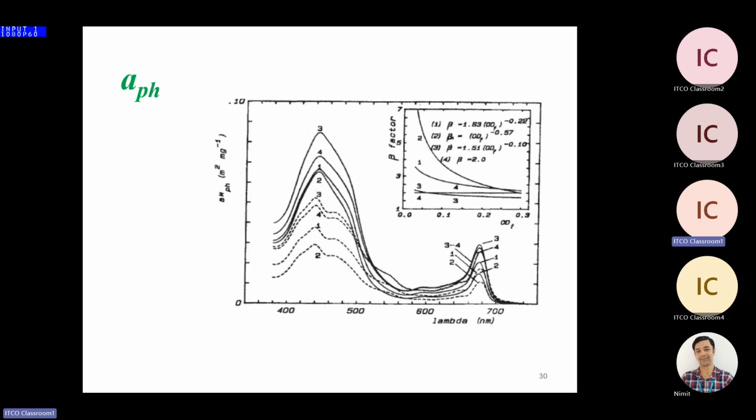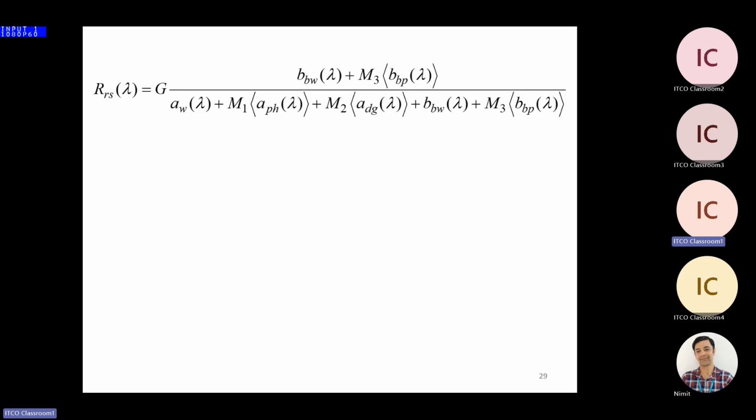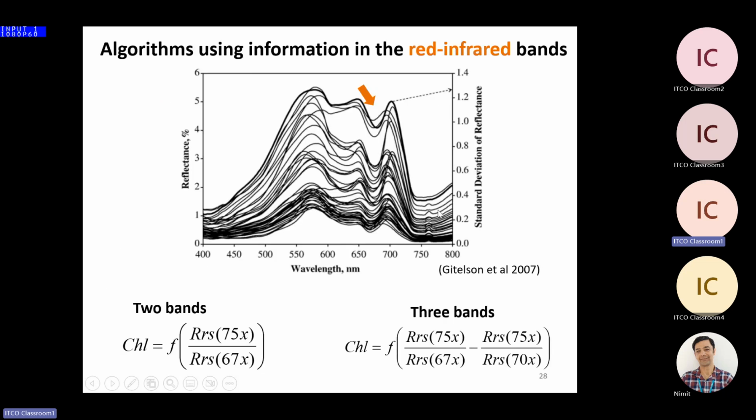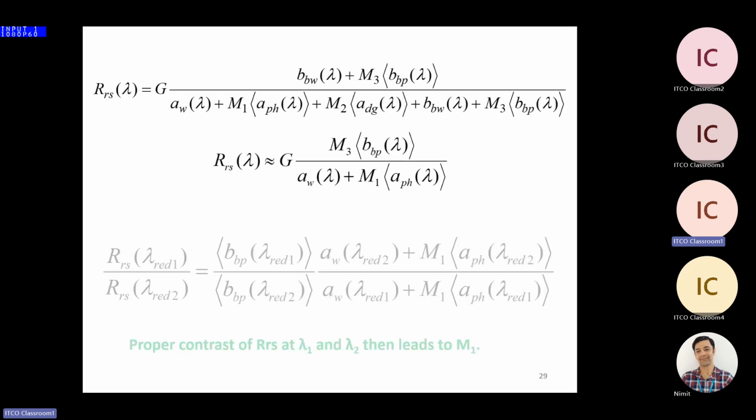The reason is that for those kinds of algorithms, it's playing with this peak. This peak is centered at 675. When you have productive waters, this gets really high, and when it's really high, then you'll get this value in the remote sensing reflectance. Basically, as simple as that. That's the mechanism behind these 2 bands, 3 bands algorithms centered on the red and infrared wavelength domain.